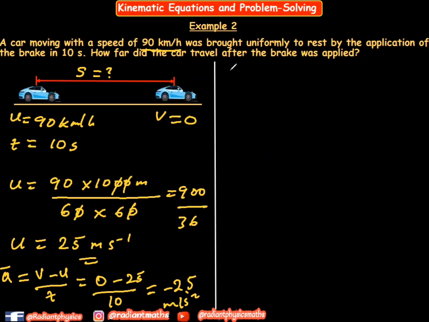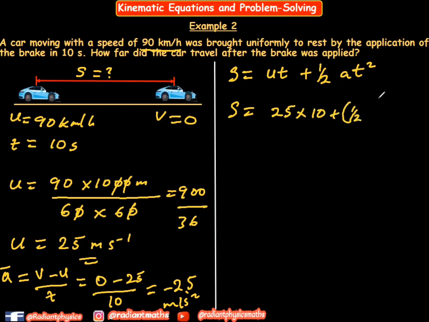Now, the appropriate equation to use is S equals UT plus 1 over 2 AT squared, because we have all these variables and we're only looking for the distance. So we substitute them into this equation. S equals U, which is not 90 now but 25, times the time taken, which is 10, plus 1 over 2 multiplied by the acceleration, which is minus 2.5, times the time taken, 10 squared.